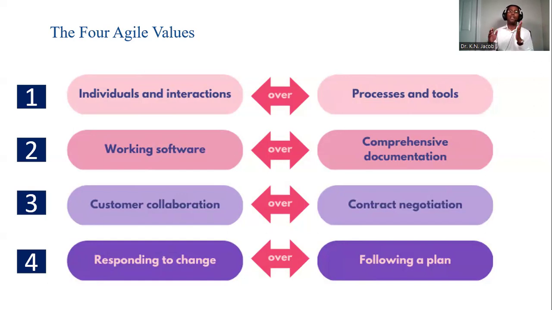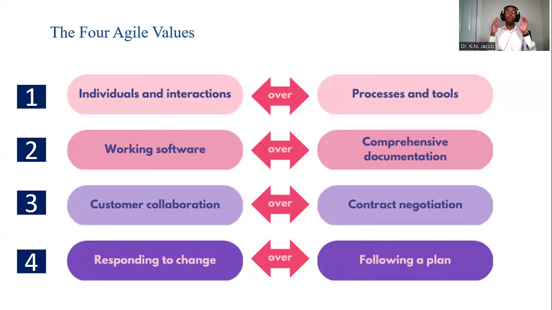While items on the right are important, if we have to make a choice between the items on the left and items on the right, we choose items on the left. We prefer items on the left over items on the right. I repeat and I emphasize, the items on the right are important.